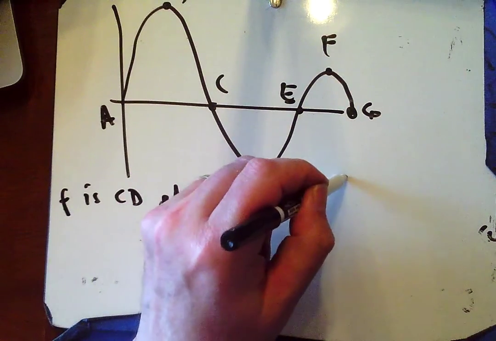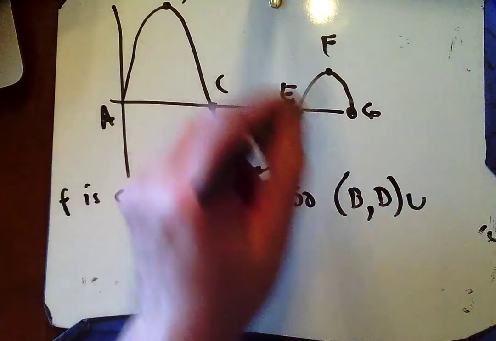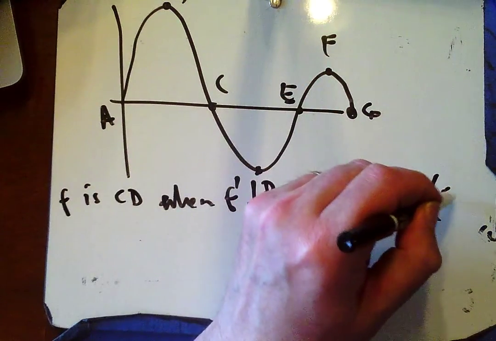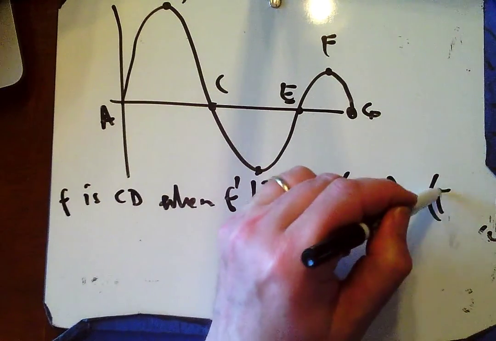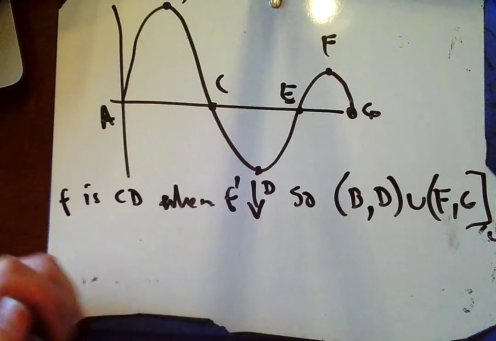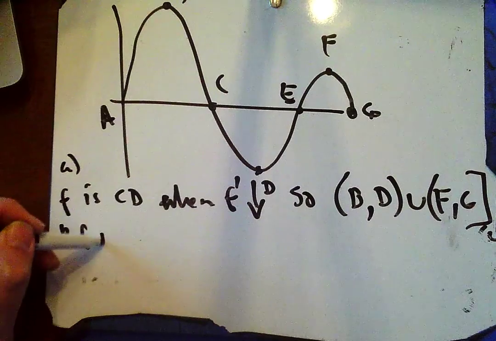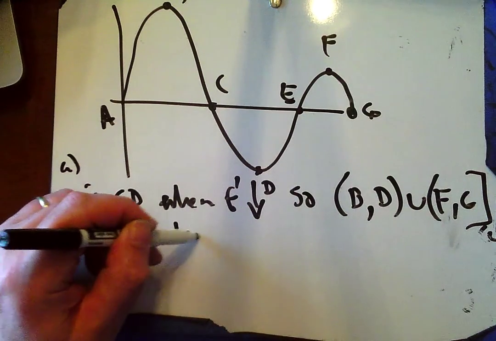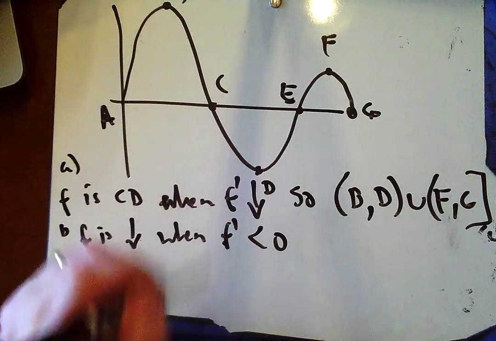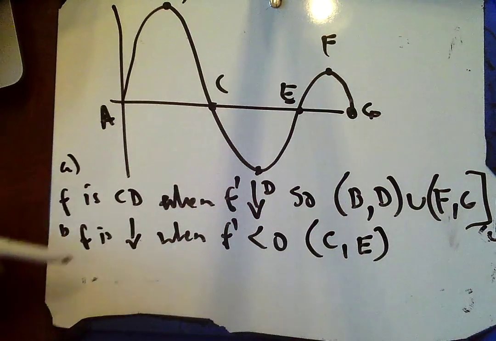So B to D, union, more decreasing, F to G, hard stop. All right, that's the concave down. That's part A. Part B, decreasing. Well, f is decreasing when f prime is less than 0. And that happens here on C to E.